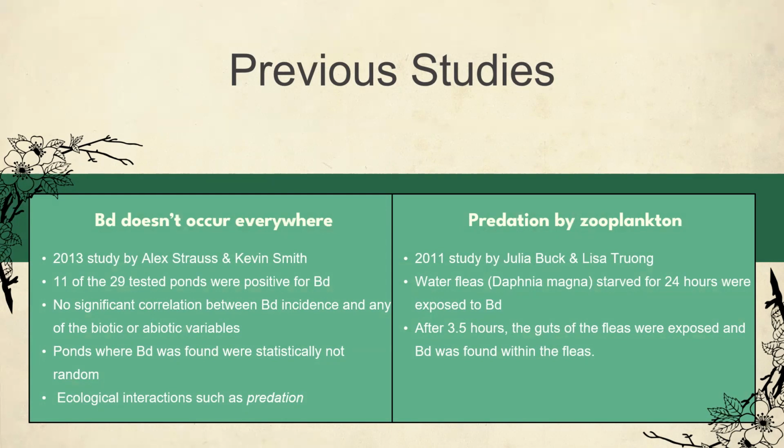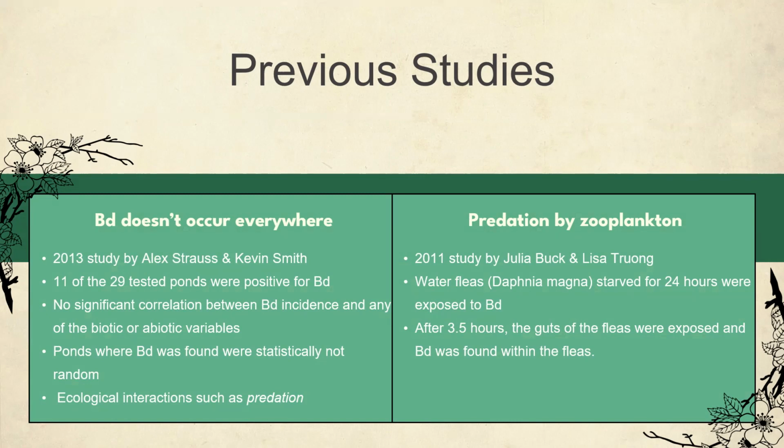And so they tested a lot of different factors. Factors included the pH of water, the macroinvertebrate diversity, and the density, how many tadpoles were in the water, how many frogs were in the water. And unfortunately, this was only a summer-wide program, and they found the ponds where Bd was found were not statistically random. However, no biotic or abiotic variables were statistically significant.